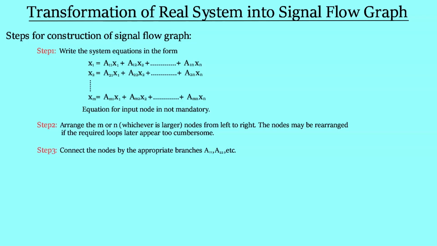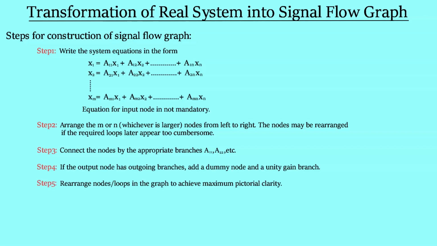Step 2 will be that you have to arrange the different nodes from left to right. The nodes may be rearranged, and the arrangement of the nodes should be in a way such that the final signal flow graph is pictorially simple and does not look complex to solve. Afterwards, you have to connect the different nodes by appropriate gains, which are A11, A12, A22, etc. If the output node has outgoing branches, then you have to add a dummy node and a unity gain branch.